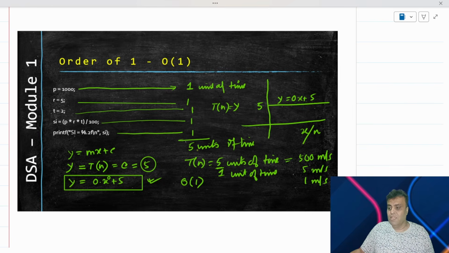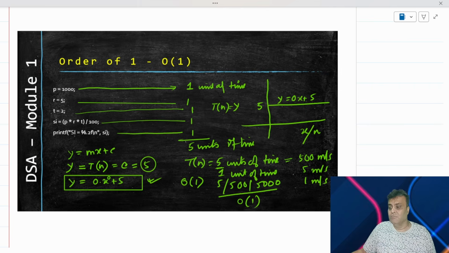Right? So everything, whether it is 5, 500, or 5,000, will be translated to an order of 1. Why? Because it does not change with the inputs and it is a constant amount of time for a particular machine. So it is an order of 1. 1 represents the constant amount of time. You multiply 1 with the actual number of milliseconds taken, and you will get a constant amount of time again. So we represent it generically as order of 1. That is how this becomes an order of 1.